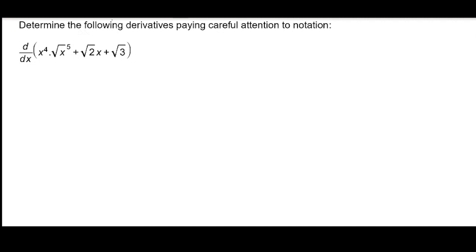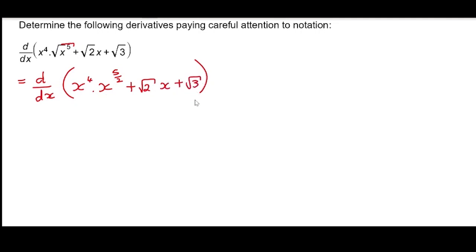The first one over here, and we really have to pay careful attention to our notation. Notice d by dx means differentiate it. I'm not differentiating it yet, I'm getting it ready to differentiate it. This is x to the 4. It's not entirely clear what's going on here, so this should actually be like that. So in fact, this is x to the 5 over 2. Remember that this is a square root. This one is just root 2 times x, and the last one is root 3.